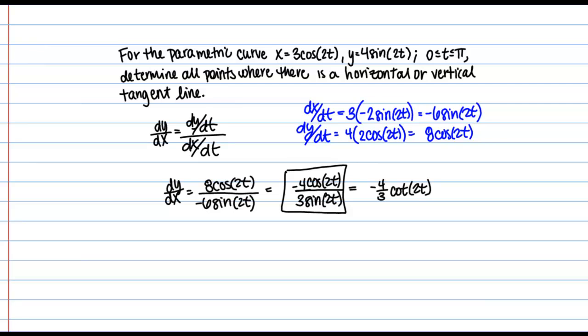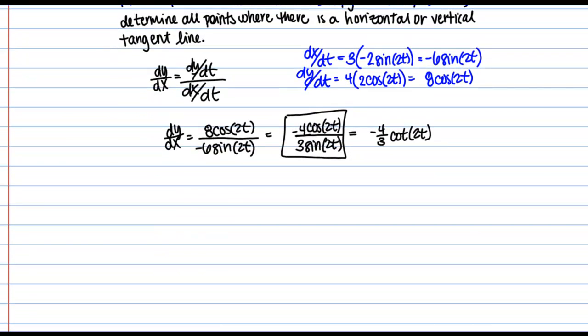Okay, so now that we have the derivative, we can start thinking about where the horizontal and vertical tangent lines might occur. So let's start by thinking about the horizontal tangent lines.